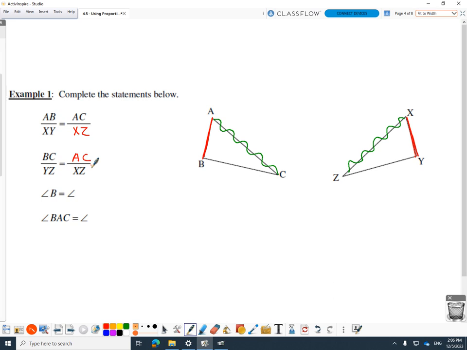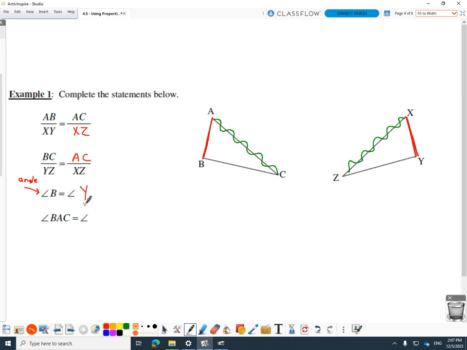So now, I ask a different question. See this little thing here? If you've never seen that before, this means angle. Angle B equals, what angle does B equal? Angle Y. Those angles have to be the same. This is another way to write angles.